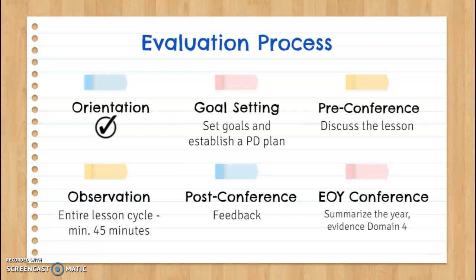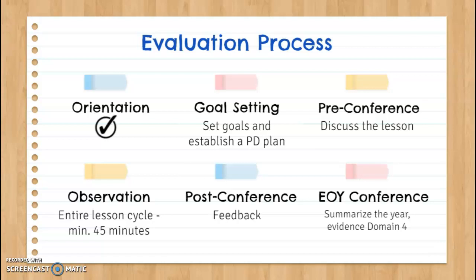This graphic shows the evaluation process. You are currently getting the orientation training. From here, we will set up a goal-setting meeting and establish a professional development plan. When it is time for your observation, 2 to 3 days prior to your observation, your appraiser and teacher will meet and discuss the lesson in a pre-conference. The observation will last the entire lesson cycle, a minimum of 45 minutes.